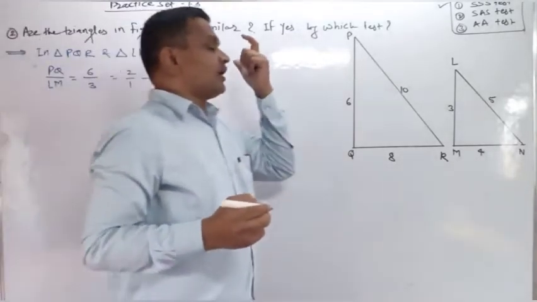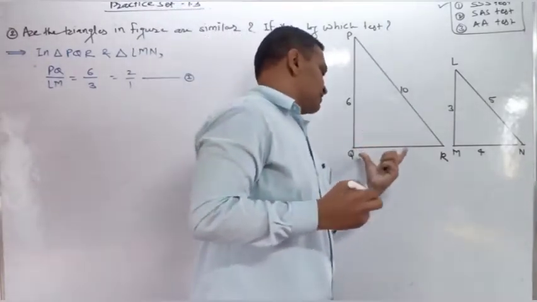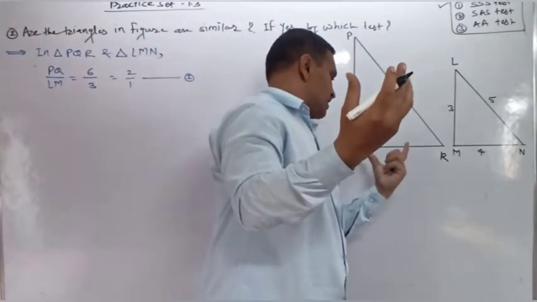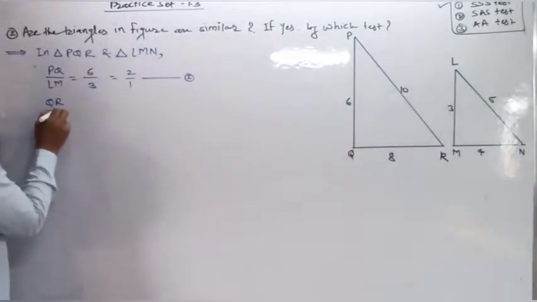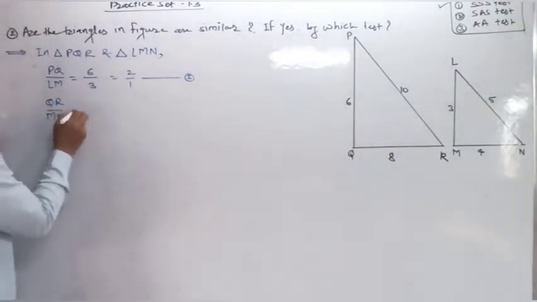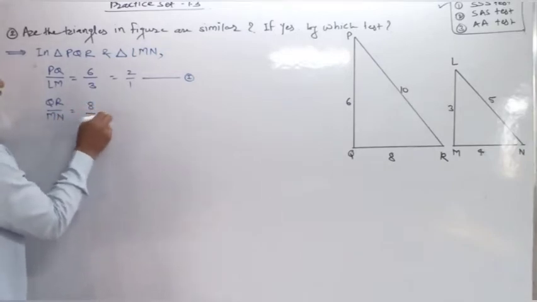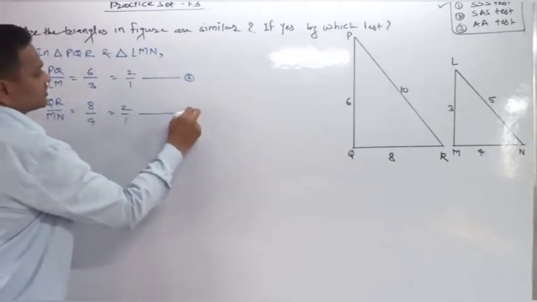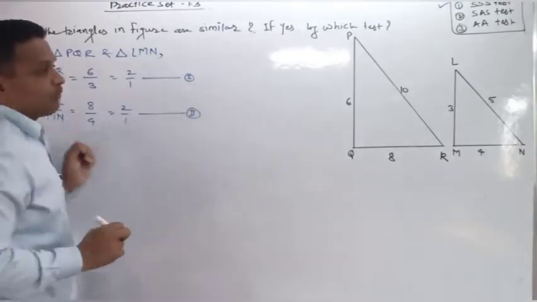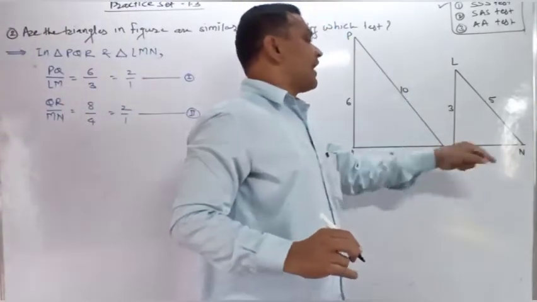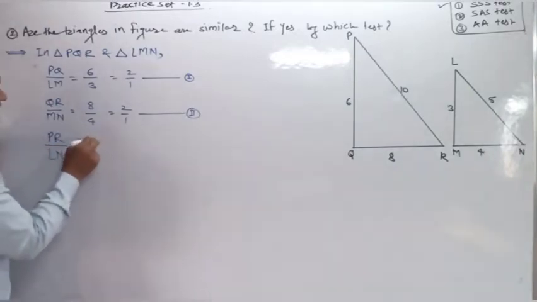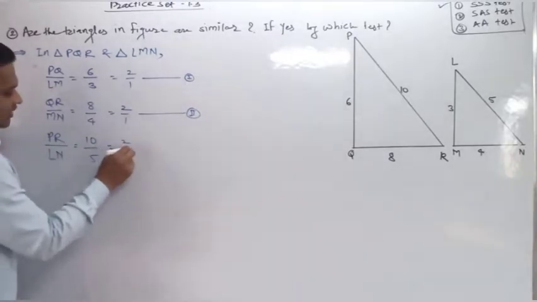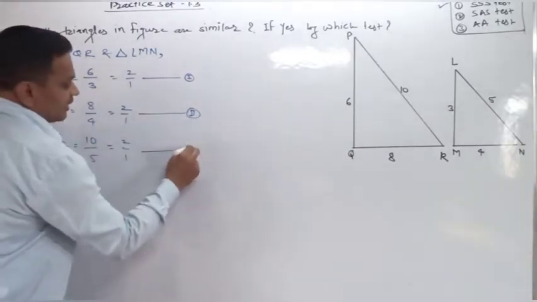Now, the second ratio of corresponding sides of the two triangles, QR by MN. QR divided by MN equals 8 divided by 4 equals 2 by 1. This is second, right? Now, which is third? PR divided by LN, PR divided by LN equals 10 divided by 5 equals 2 by 1. This is step number third, right?